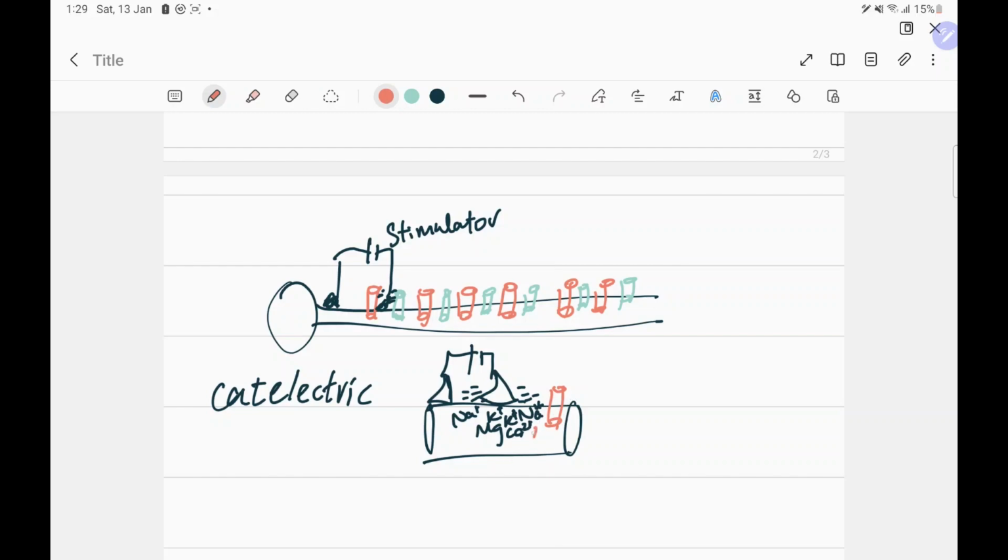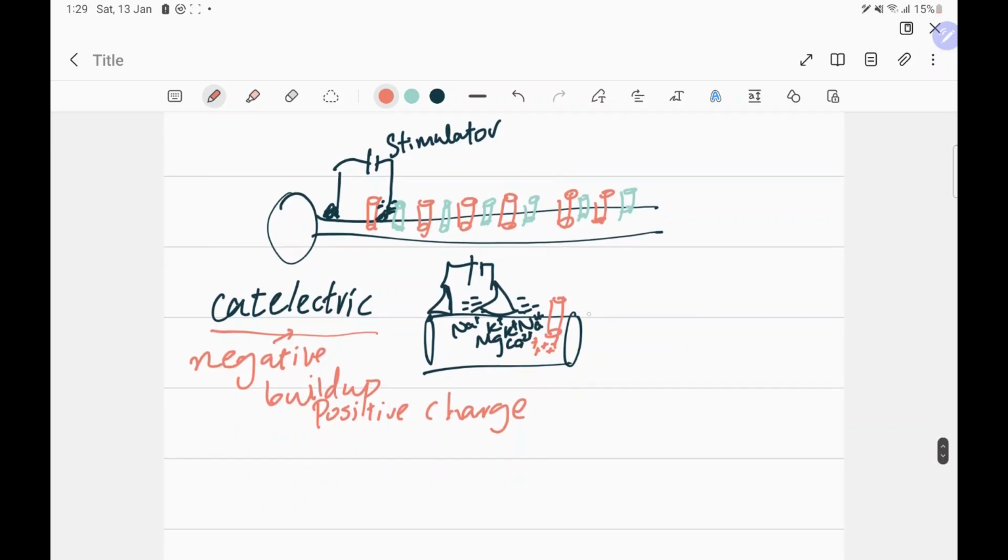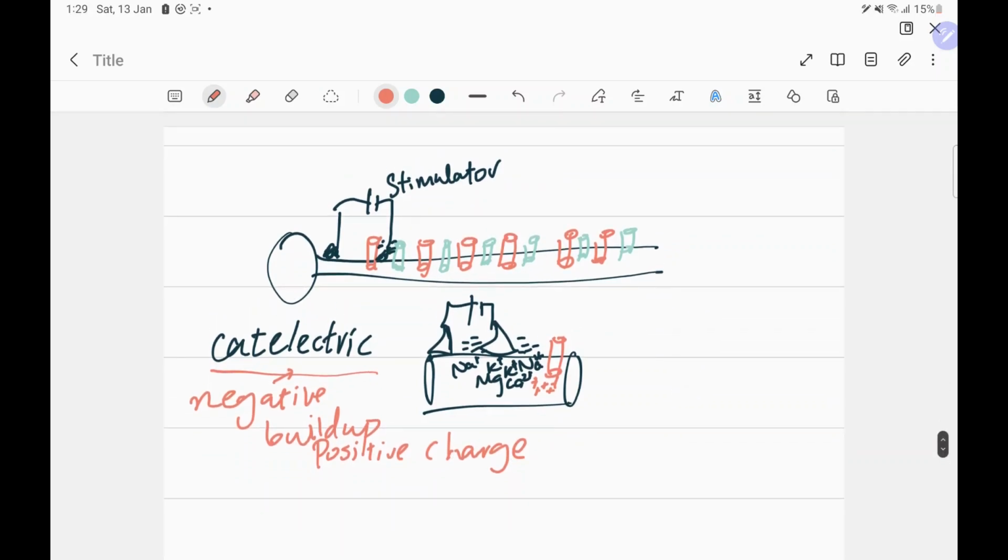Now the positivity causes depolarization of the membrane. So the catalytic current, which is a negative current, is going to build up positive charge. And this positive charge is going to cause the sodium channels to open up.